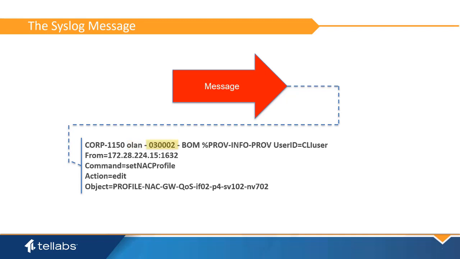The message ID field gives a numerical identifier for the type of message. In this example, it is 030002. This allows reporters and analyzers of Syslog messages to have an easy way to filter messages. A catalog of these message IDs can be found in the link in the video description.